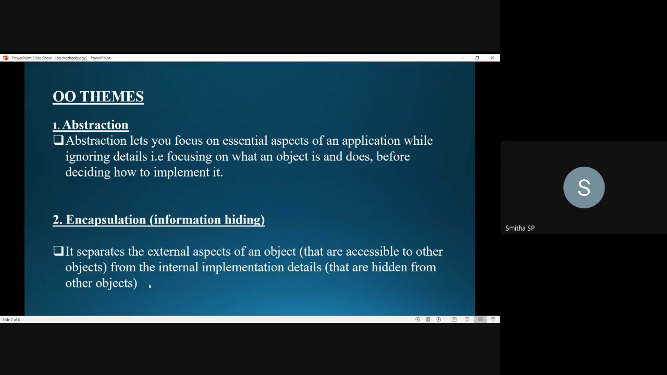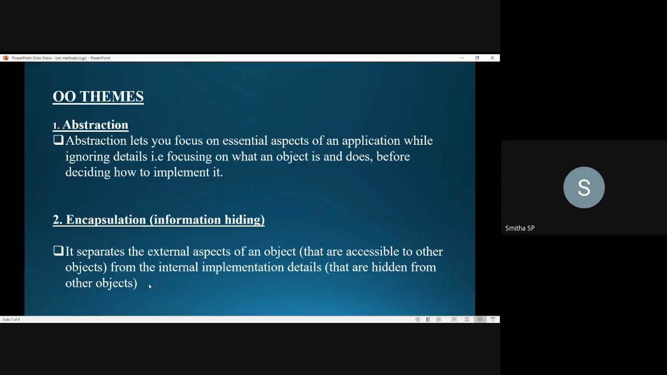So, what does encapsulation mean? Encapsulation separates the external features of an object from its internal implementation details. That is, encapsulation prevents portions of a program from becoming interdependent because a small change may have an adverse effect. So, to avoid that, it hides some of the information. So, it is called information hiding. This process we call encapsulation.